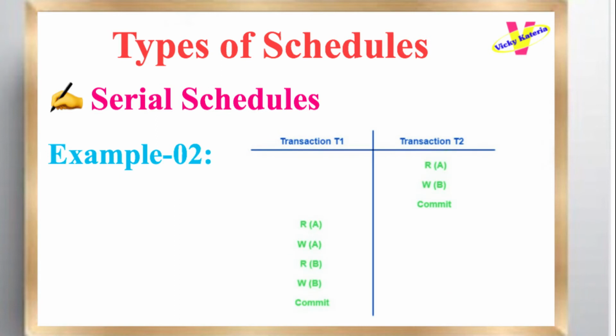Example 2. In this schedule, there are two transactions T1 and T2 executing serially one after the other. Transaction T2 executes first. After T2 completes its execution, transaction T1 executes. So, this schedule is an example of a serial schedule.